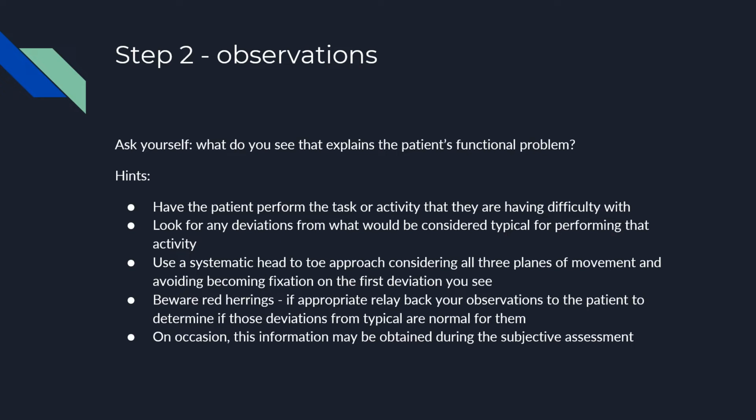Really common early on is that you'll become fixated on the first deviation you see. To avoid doing this, I would always just start from the head or start from the feet and work your way down or up, go joint by joint, look from the front, look from the side, and look from the back, so we can consider all three planes of movement. Obviously in the transverse plane, you're going to have to make some assumptions because we can't get a bird's eye view more often than not. And even if you do notice something really obvious, still go through the whole process because you might miss something else out. I've got here beware of red herrings, which sort of comes back to our deviations away from typical.